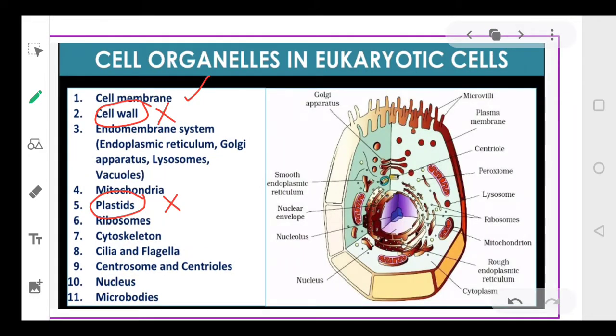So as I told you, all eukaryotic cells are not identical. Even the plant cells and animal cells are quite different from each other. The plant cell contains a cell wall, plastids and a big central vacuole, while the animal cell lacks all these structures. In addition to this, the animal cell has centrioles, as you can see in the picture, which will be absent in the plant cell.